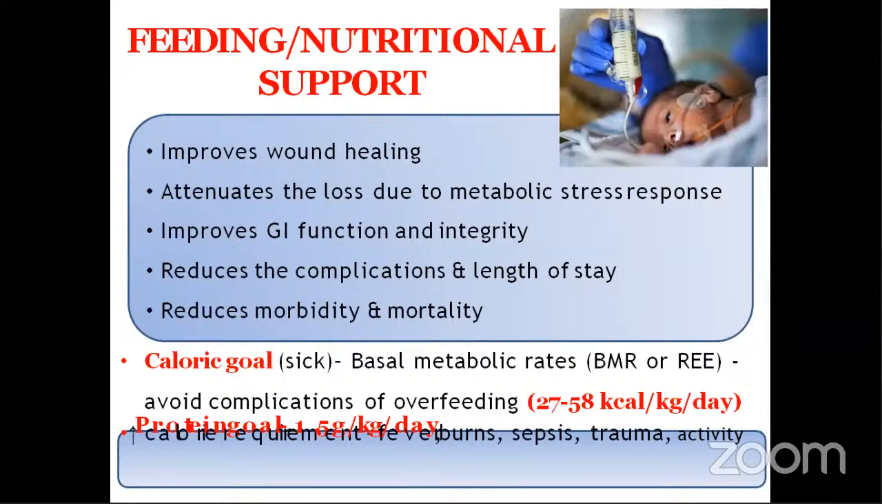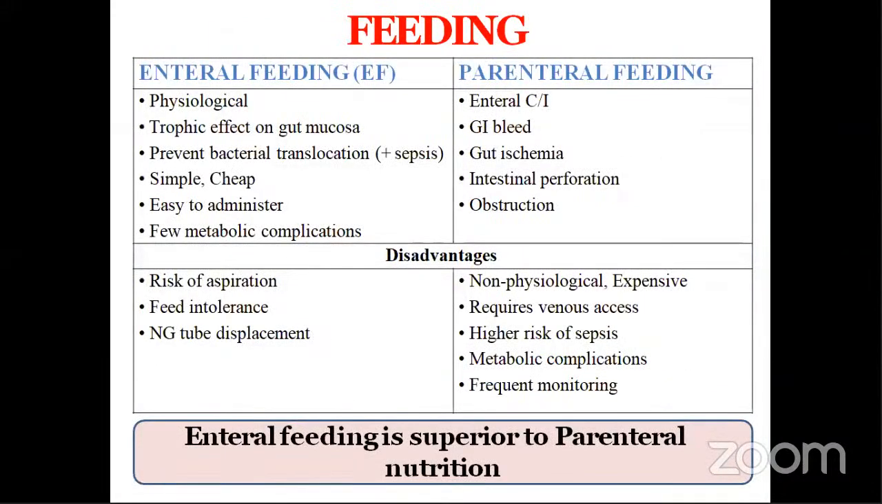The caloric requirement increases if the patient, over and above the primary pathology, is suffering with fever, or is a patient of burns, sepsis, trauma or activity. So you have to increase accordingly. Okay. Now, what are the modes of feeding?